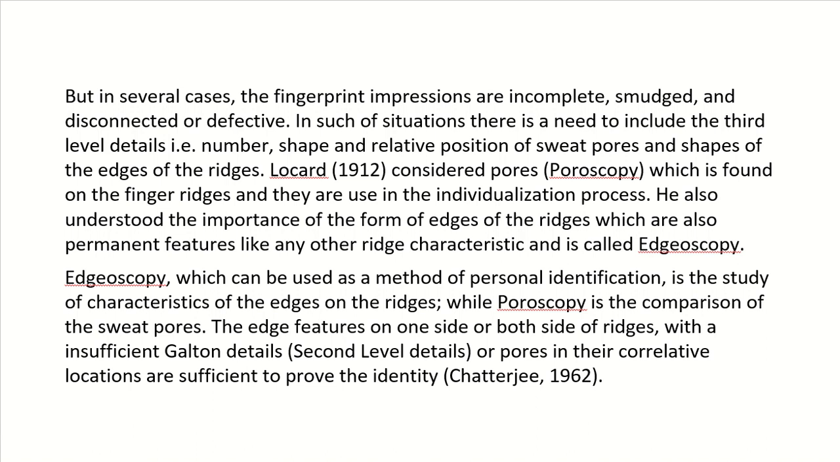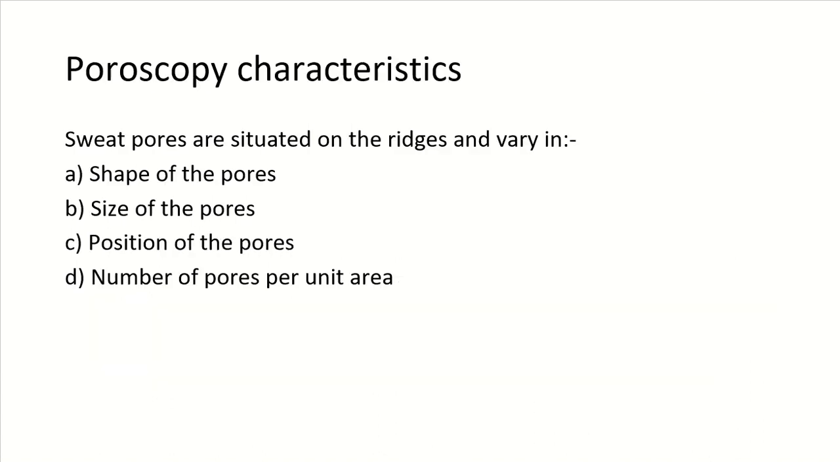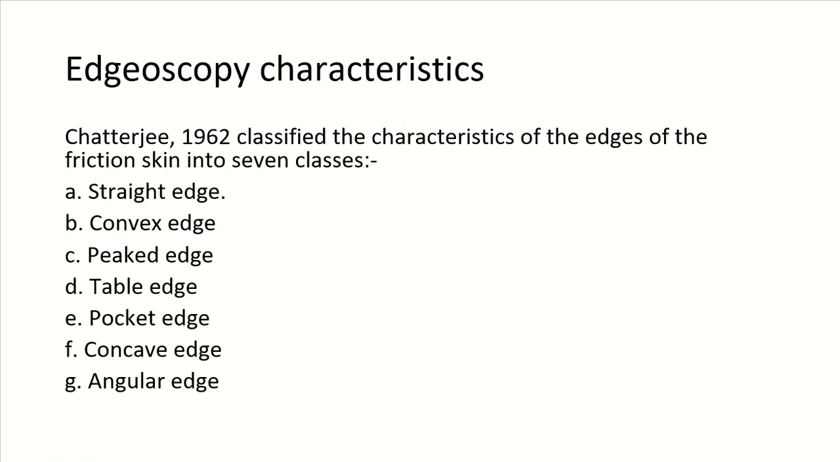Edgeoscopy is the study of characteristics of the edges of the ridges, while poroscopy is the study of sweat pores present on the ridges. The various characteristics of poroscopy are shape of pore, size of pore, position of pore, and number of pores per unit area. The various edgeoscopic classes are straight edge, convex edge, peaked edge, table edge, pocket edge, concave edge, and angular edge.